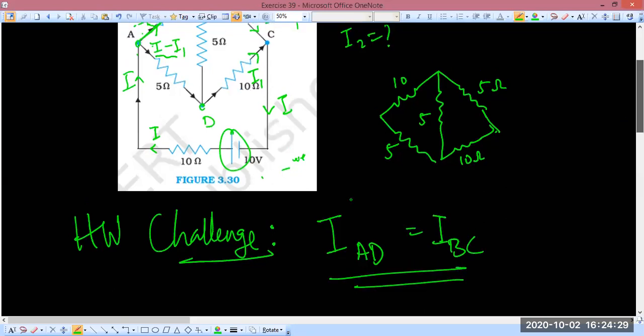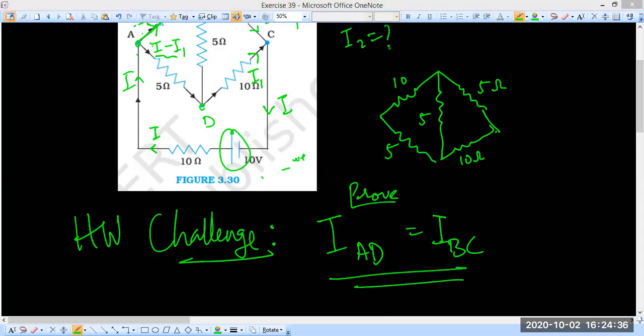Can you prove that current in AD and current in BC is actually equal?